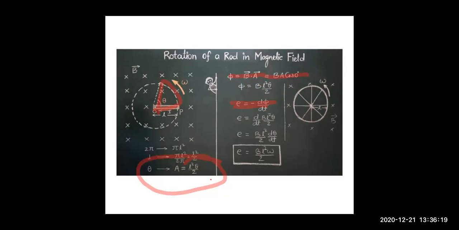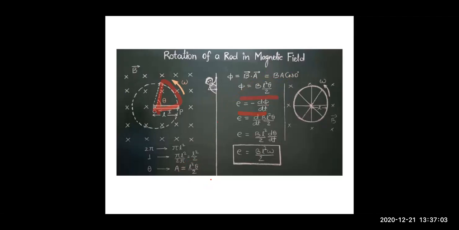If you consider the front face of this rod, then it will be perpendicularly outwards and magnetic field B is perpendicularly inwards, so the angle will be 180 and cos 180 is minus 1. We are only calculating the magnitude, so the minus sign we will not consider, and we take the angle between B and A to be 0, so cos 0 is 1 and your φ will be BA. But for A we will substitute L²θ by 2, so the flux φ will be BL²θ by 2.